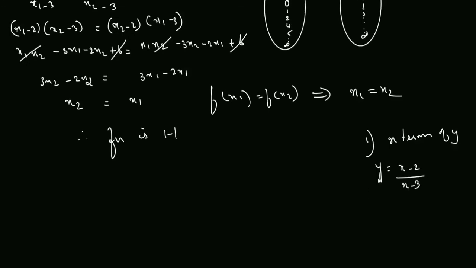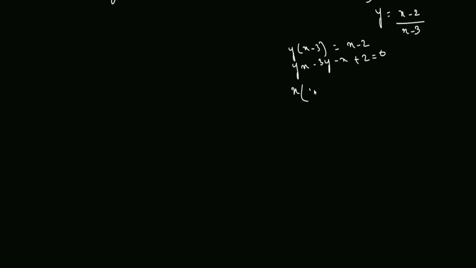Cross multiply. You have to write in terms of x. So y into x minus 3 is x minus 2. So yx minus 3y minus x plus 2 equal to 0. Take x outside: x into y minus 1 is equal to 3y minus 2. So x is equal to (3y minus 2) by (y minus 1).